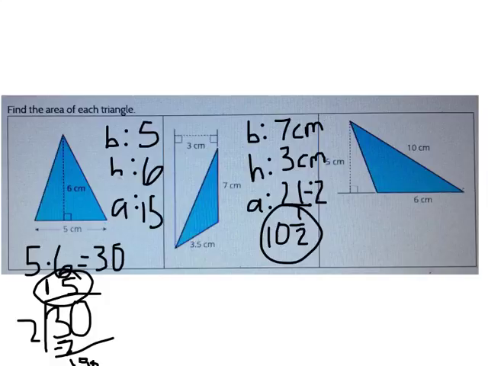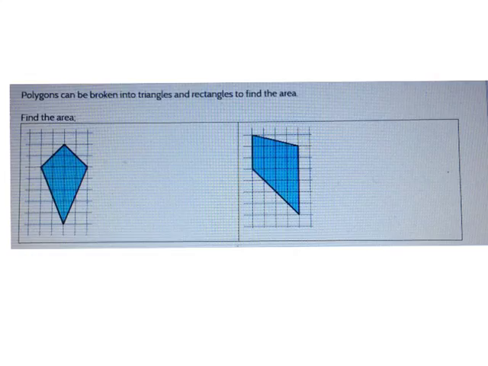Now you try the last one. What's the base, height, and area of the last triangle? The base is 6, the height is 5, the area is 30 divided by 2, which is 15. 6 times 5 is 30, divided by 2 is 15.